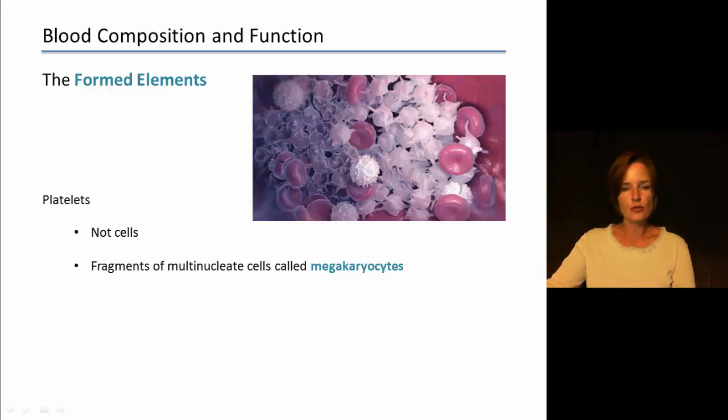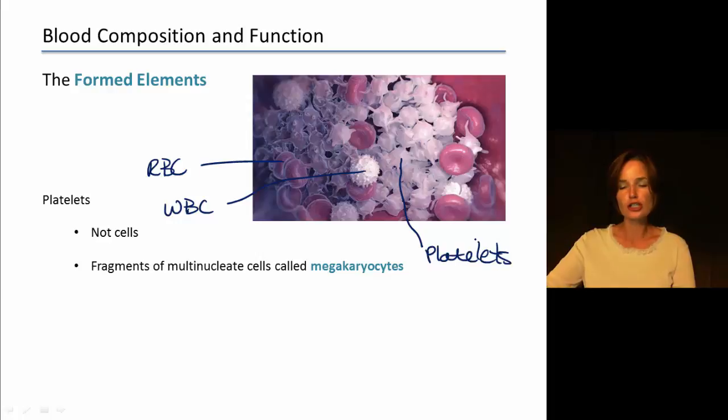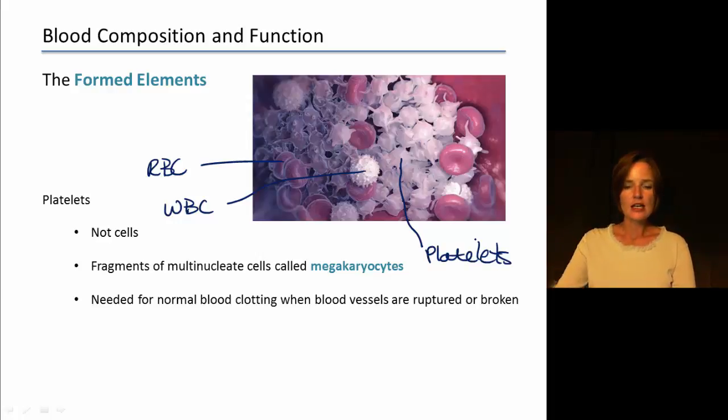We can see we've got the red blood cells. We've got white blood cells in here. And then all of these little pieces right here would be the platelets. Okay, so they have a very unusual structure and shape, and these are important for the blood clotting process. So they're needed for normal blood clotting when the blood vessels happen to be ruptured or broken for some particular reason.